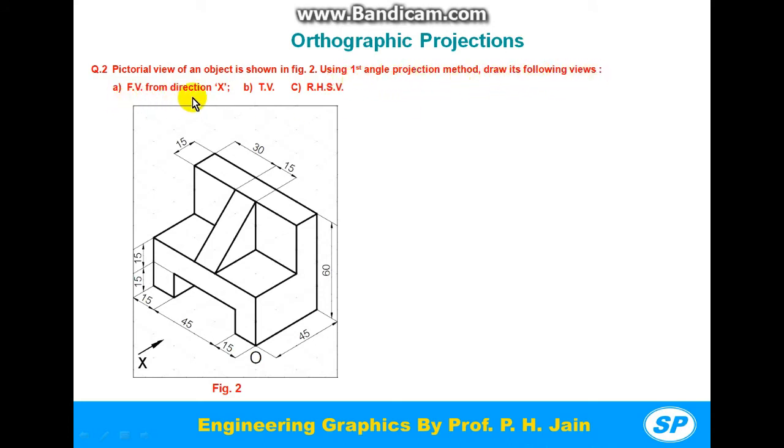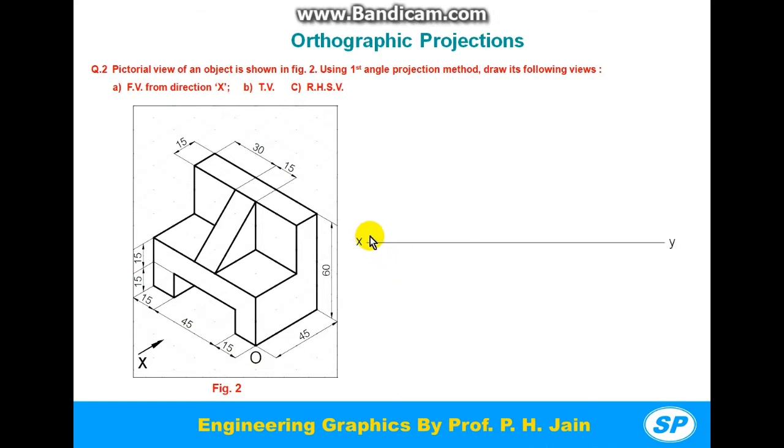First, front view from direction X. Second, top view. And third, right hand side view. It means in this figure, this three-dimensional view of an object is given and we have to draw front view from direction X, top view from top direction and side view from right hand side. Now let us see step by step procedure to solve this problem.